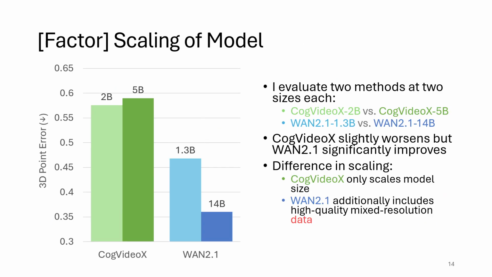We also tested the factor of scaling. Here we consider CogVideoX 2B versus 5B, and Wan 1.3B versus 14B. The results here are mixed. Wan improves dramatically with scale, but CogVideoX is slightly worse when upscaling. So the conclusion here is that scaling actually helps within a family, but the training recipe might matter more than the parameter count alone.